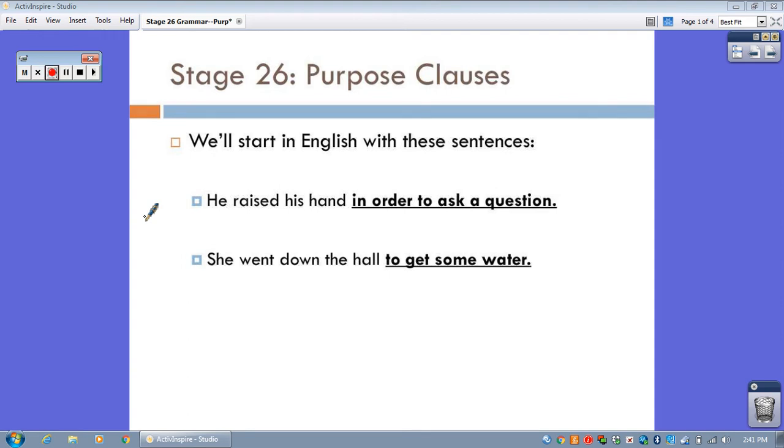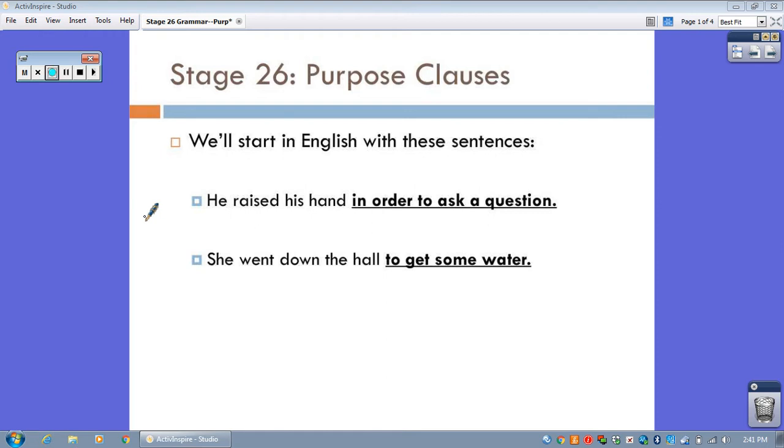So far in our subjunctive journey, we've learned about two different kinds of clauses that use the subjunctive. There's the circumstantial clause, and there's also the indirect question. Well, in Stage 26, we're going to learn about a third use of the subjunctive. It's called a purpose clause.